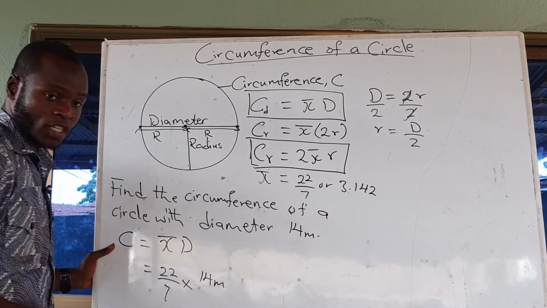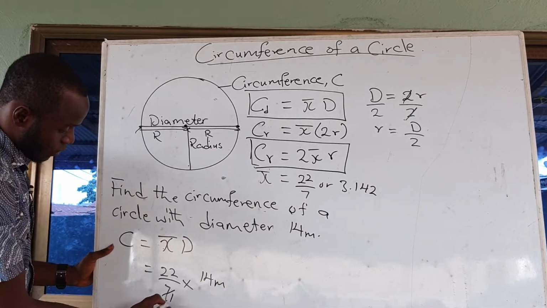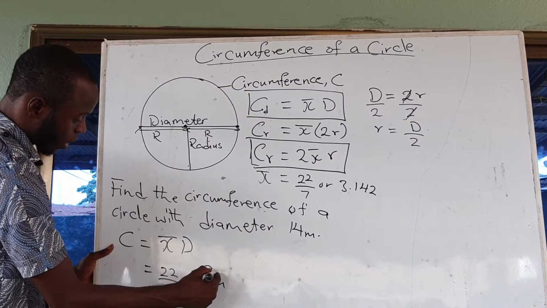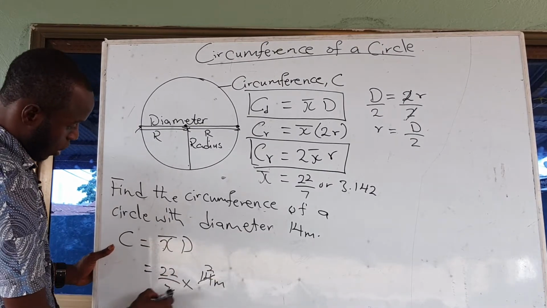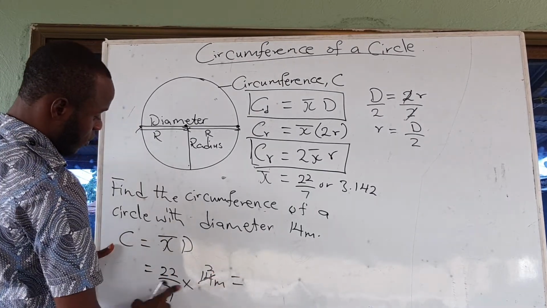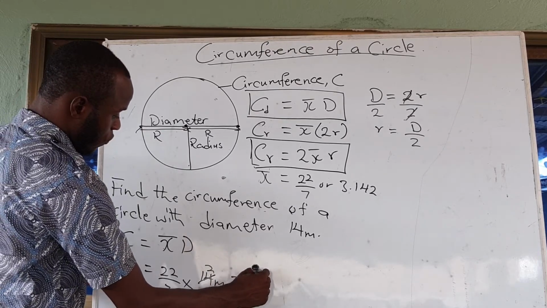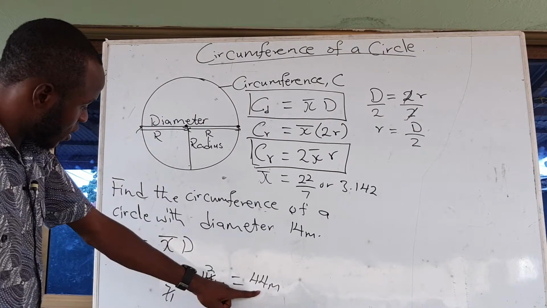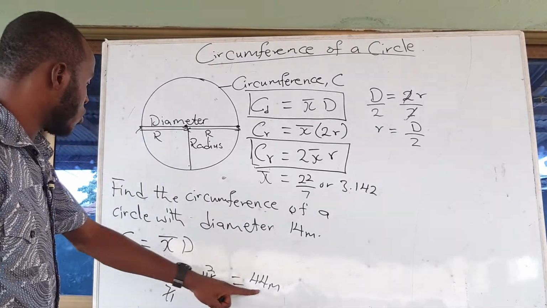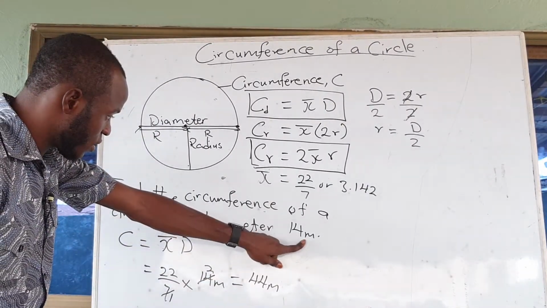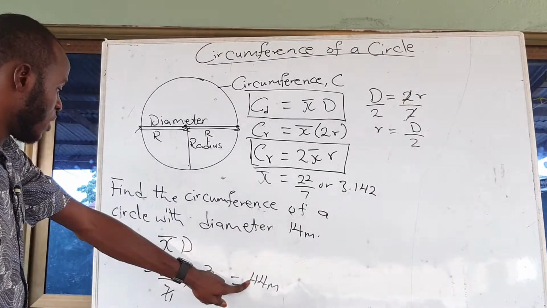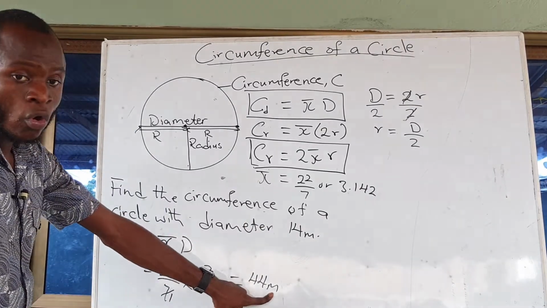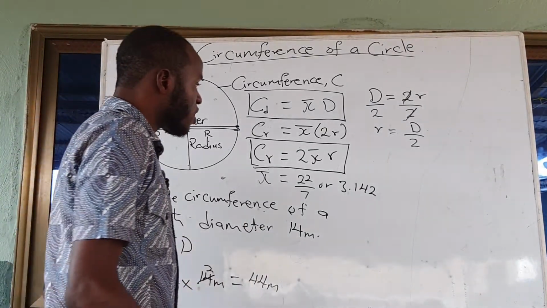14 meters. Okay, so now 7 will go into 7 one time, 7 will go into 14 two times, so it is left with 22 by 2. So now we have what? 22 by 2 will be giving us what? 44 meters. So if you are defining the circumference of a circle with diameter 14 meters, you will be getting the circumference to be what? 44 meters.